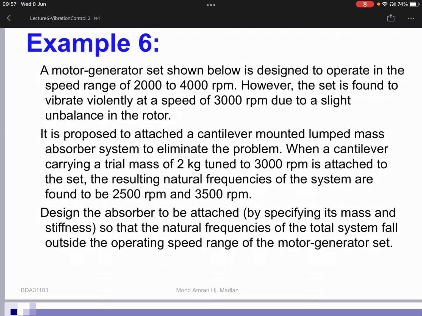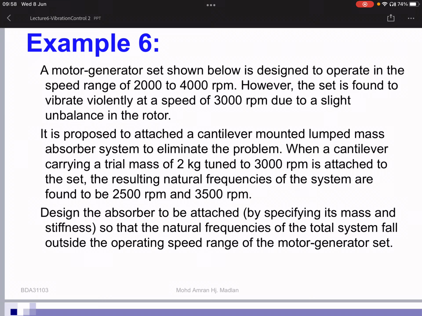In order to tackle this issue, the designer used a 2 kilogram trial mass, tuned to the resonance frequency of 3000 RPM. This trial absorber produces natural frequencies of 2500 RPM and 3500 RPM. So when we use 2 kilogram as the trial mass of the absorber and tune it to 3000 RPM, it produces new natural frequencies of 2500 RPM and 3500 RPM.